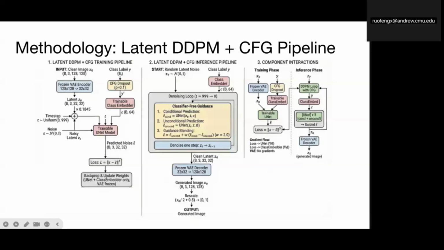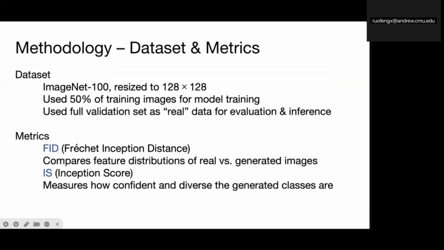This slide shows our latent DDPM plus CFG pipeline. We train by encoding a clean image with a frozen VAE, adding noise at a random time step, and having the UNet predict that noise in latent space. At inference, we start from random latent noise, run the UNet twice per step, and combine the predictions with guidance to steer toward the target class. Then decode the final clean latent with the VAE to get the image.